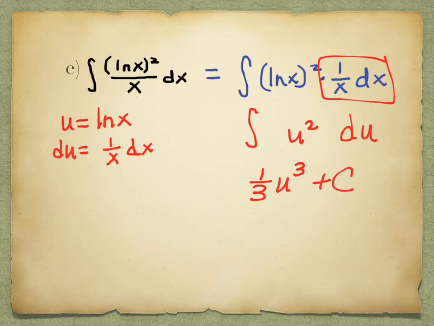Then what? Plug in u. Yeah. Substitute in. So this is 1/3 times the natural log of x, quantity cubed. Make sure that natural log of x is in parentheses because that means something different. If you leave those parentheses off, it's going to look like the natural log of x cubed instead of the natural log of x, quantity cubed. You guys with me? Plus c.